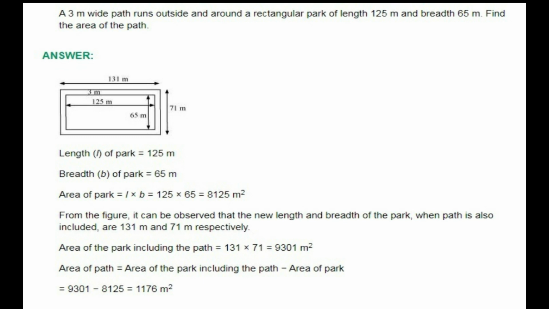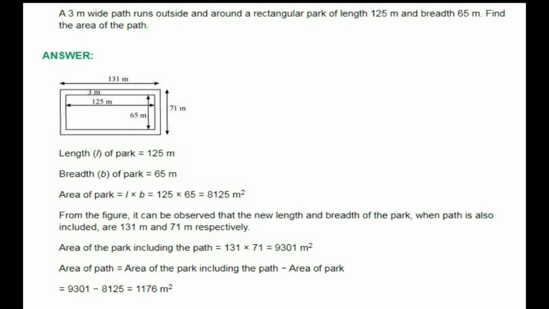So from this figure we can see that there is a bigger rectangle, that is the outer part, and there is an inner rectangle, that is the inner part. And if we subtract the area of the inner rectangle from the area of the outer rectangle, we will get the area which is left over, just like the previous sum, that is the area of the path. So here the concept is that we have to find out the area of the park including the path, and we have to find out the area of the park excluding the path. So excluding means without the path. So first we are finding the area of the park excluding the path.